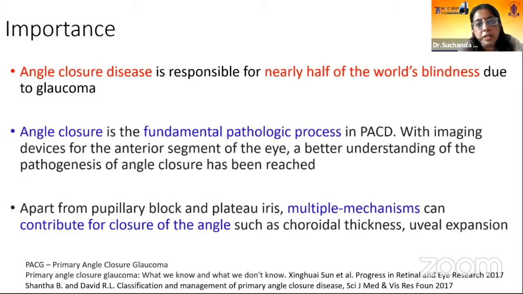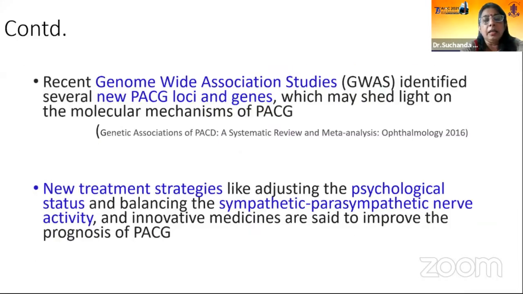A lot of research, a lot of discussion. PACD is one of the most discussed diseases in glaucoma even now because it leads to a lot of blindness. Angle closure has been seen to be the fundamental pathological process, but with better understanding of the disease, with better diagnostic tools, we have seen that apart from pupillary block and plateau iris, multiple mechanisms are contributing for closure of angles such as choroidal thickness, uveal thickness, and now lately the GWAS or the genome-wide association studies have also identified new PACG loci and genes, and maybe these will help us in better management of some PACG patients in future. It has also been said that psychological status and balancing the sympathetic parasympathetic activities may also lead to better prognosis of PACG.